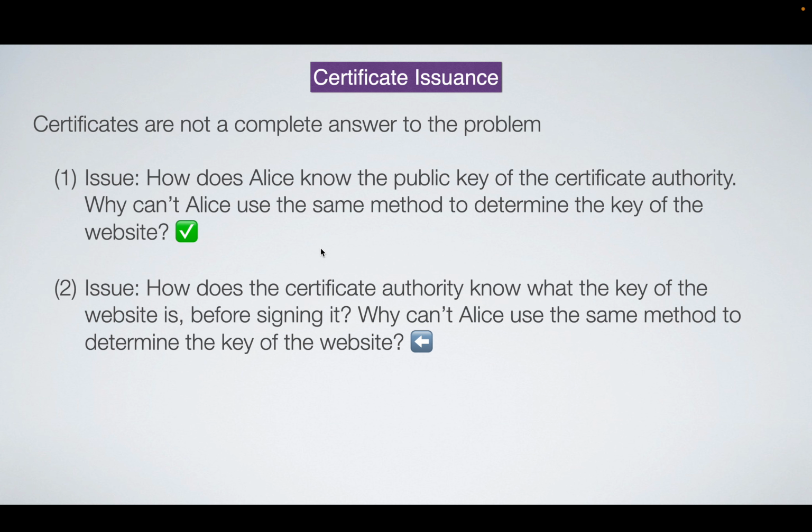Now, I guess the second part we didn't really answer. Why can't Alice use the same method to determine the key of the website? The answer is that you can't put every website's key in your computer because websites change. Everyone said, well, there's 2 million. That's too many. But you could store 2 million certificates in your computer. The problem isn't the size of the data. The problem is that they change all the time.